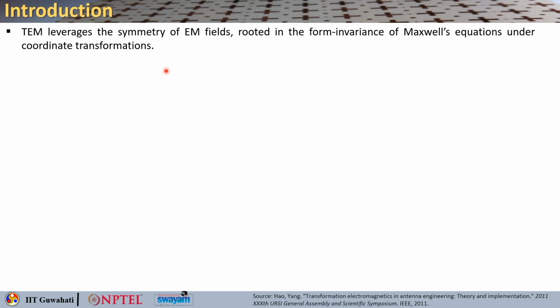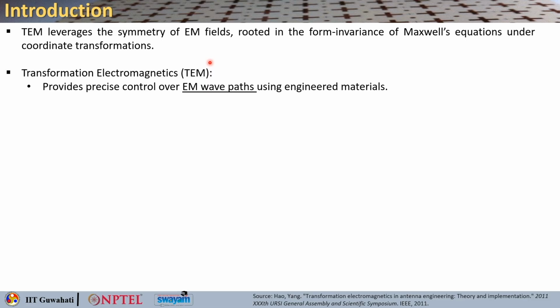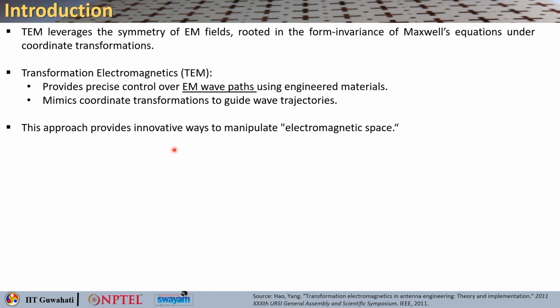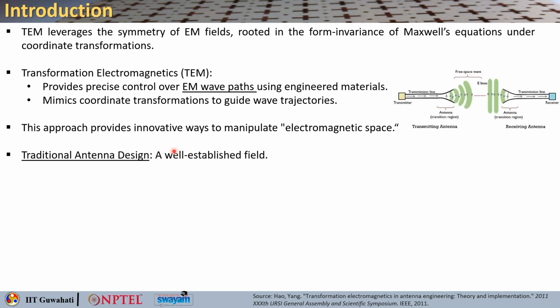So, here we will see that transformation electromagnetics will leverage the symmetry of electromagnetic fields, which is rooted in the form invariance of Maxwell's equations that undergo coordinate transformation. So, transformation electromagnetics will provide precise control over the electromagnetic wave paths using these engineered materials, and it will mimic the coordinate transformation to guide wave trajectories. So, this approach provides innovative ways to manipulate electromagnetic space.